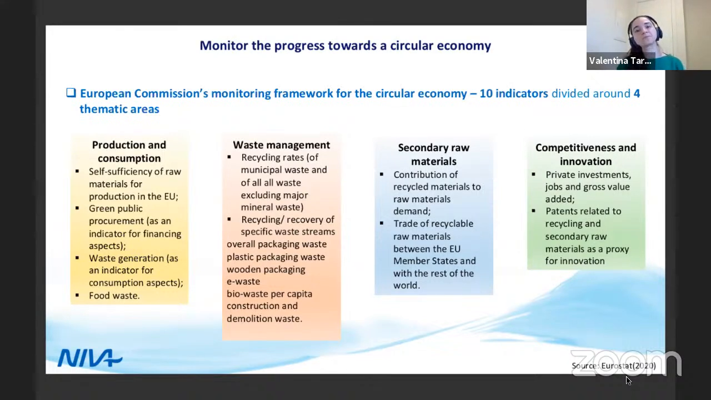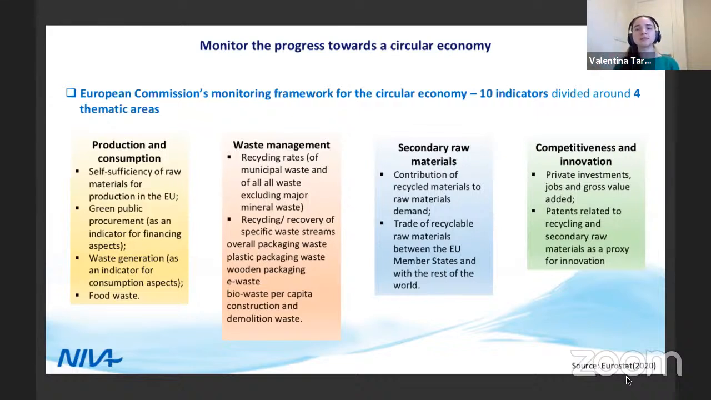The third thematic area refers to the secondary raw material and includes two main indicators: the contribution of recycled materials to raw materials demand, and the trade of recyclable raw materials between EU member states and the rest of the world. To close the loop, material and products need to be reintroduced into the economy. So recycled materials replace newly extracted natural resources and thus reduce the environmental footprint of production and consumption, and at the same time increase the security of future supply of raw material.